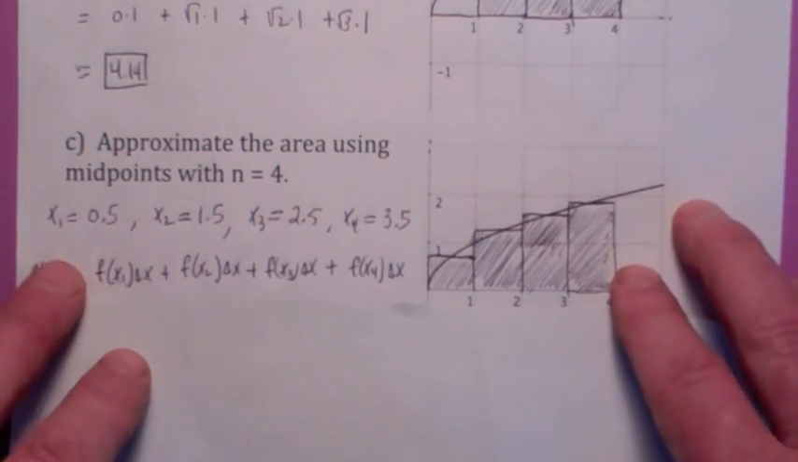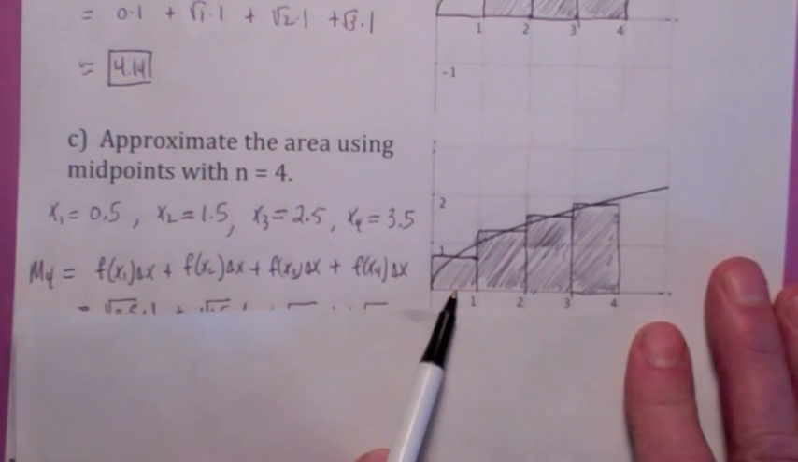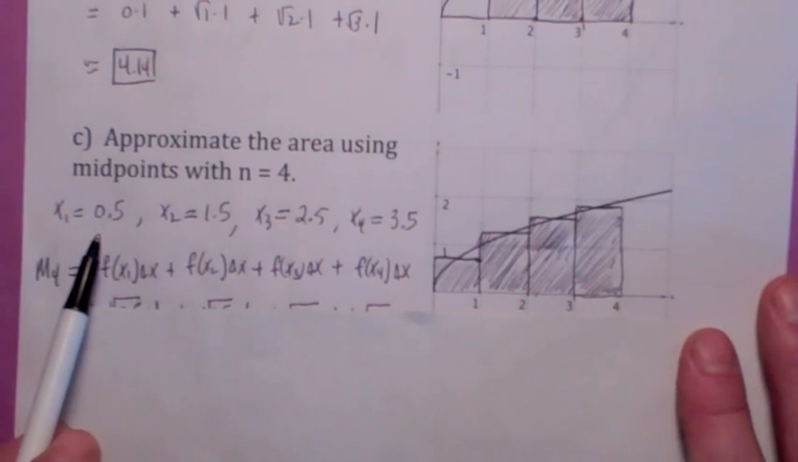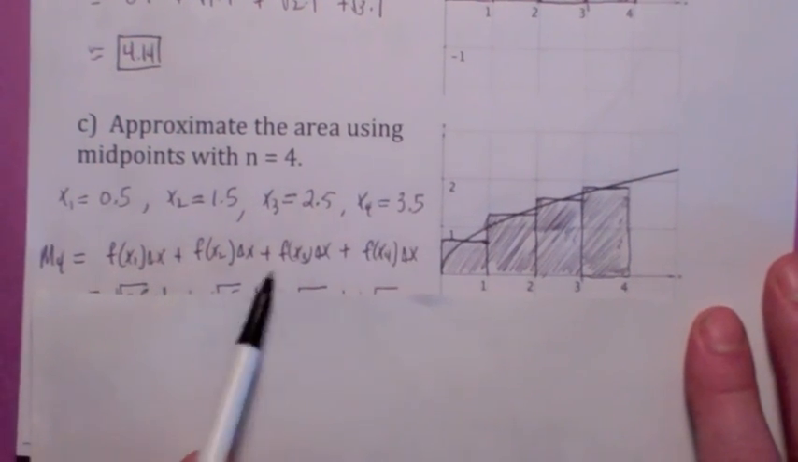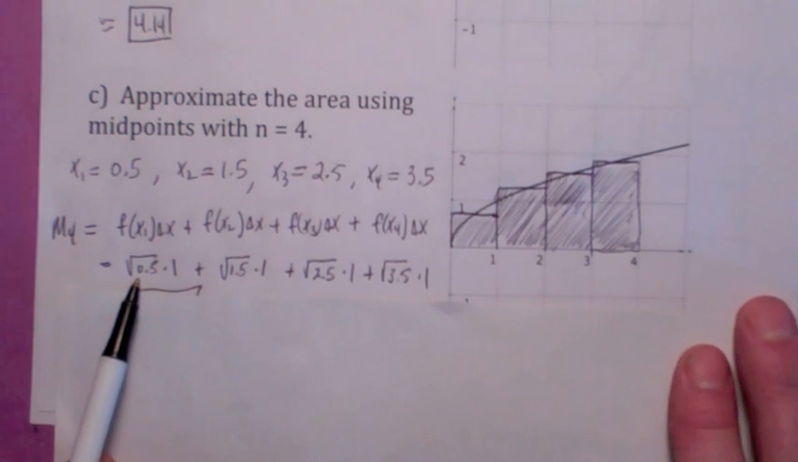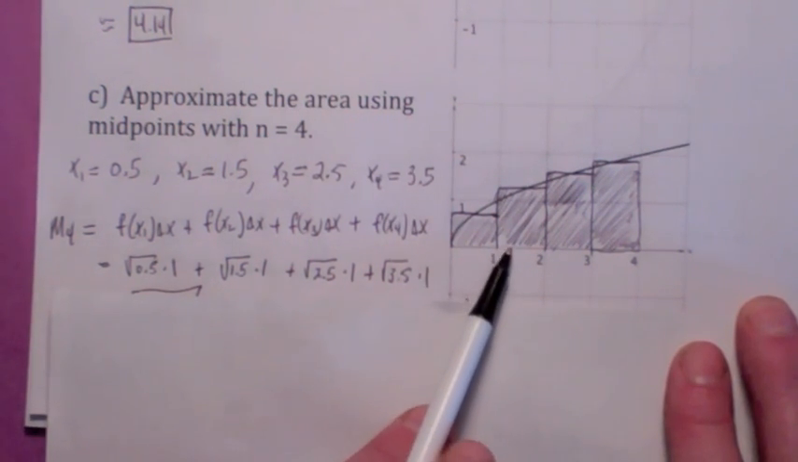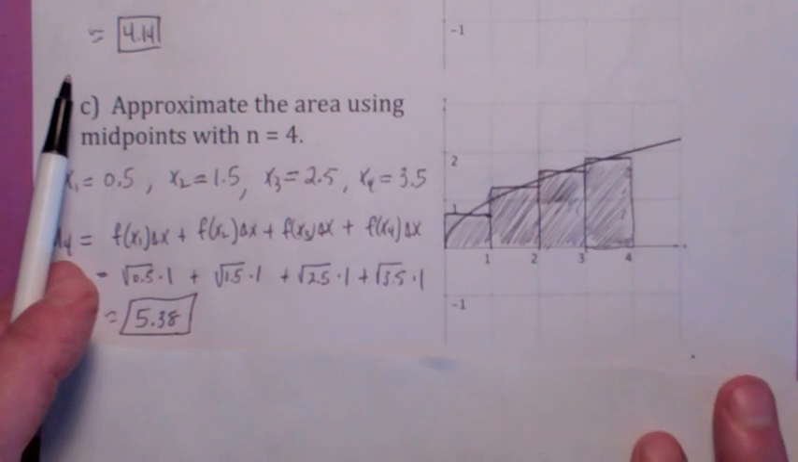There's less error. So what you do is, in each subinterval, you use the midpoint, plug that into the function to compute the height of the rectangle. If you use the midpoints of each subinterval, you get 0.5, 1.5, 2.5, and 3.5. Plug them into the function. The first rectangle is going to have area square root of 0.5 times 1. The second rectangle is going to have area square root of 1.5 times 1, and so on. You end up with 5.3.